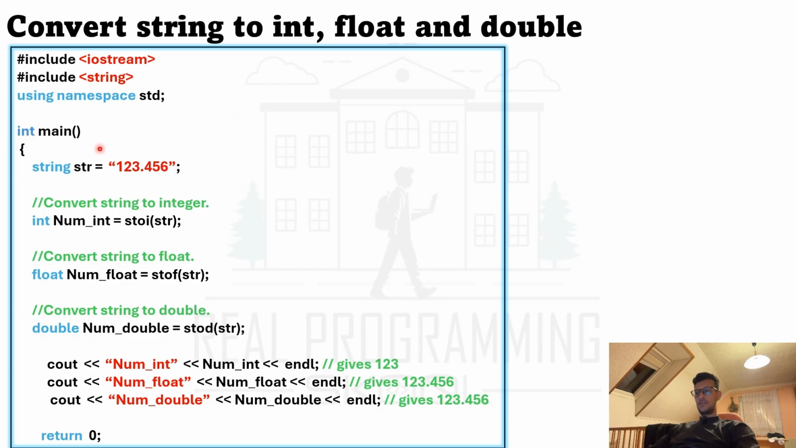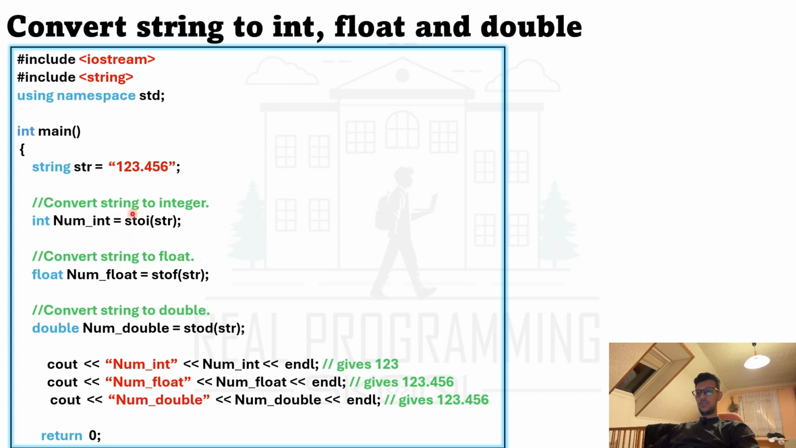All right, and after that in the main function we define a string data type. We give it the name str, which stands for string, equal to text between double quotation marks, because it's a string and we should put the text between double quotation marks: 123.456. This number has a point after the 3, but it is stored as text, because it belongs to the string data type.